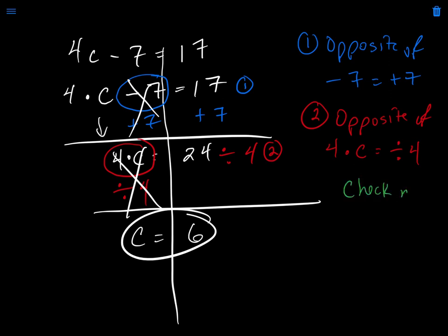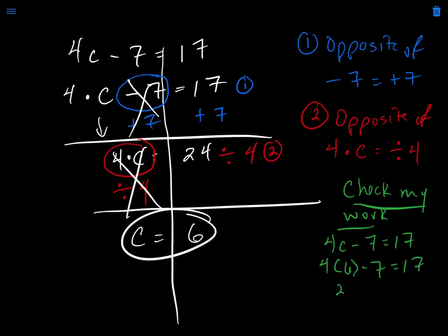Check my work. So in this case, I'm going to take the original problem, 4c minus 7 is equal to 17. We said c is equal to 6. I'm going to replace the c with 6.